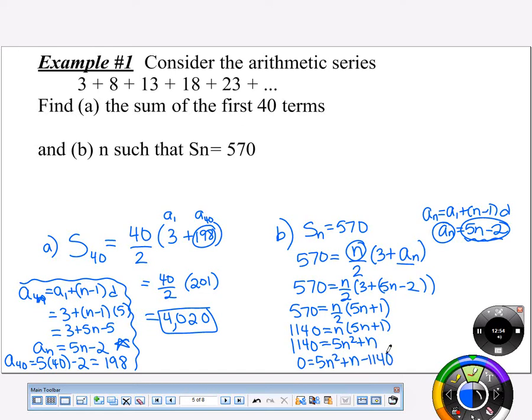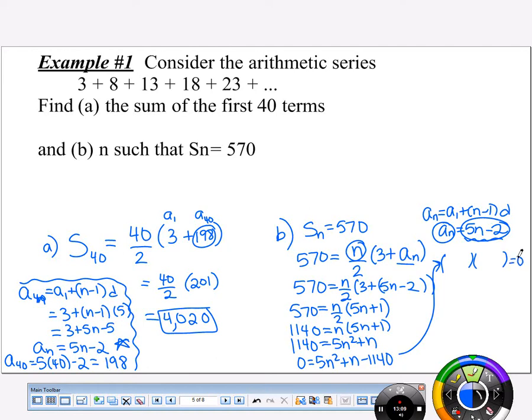So the next thing I would do is I would try to see if this factors. Okay, so like I said, we want to factor this. So it obviously takes some time. I did it off on the side. If you're struggling with that, you can look at it. It's kind of a big factoring problem. But it does factor as 5n plus 76 times n minus 15.